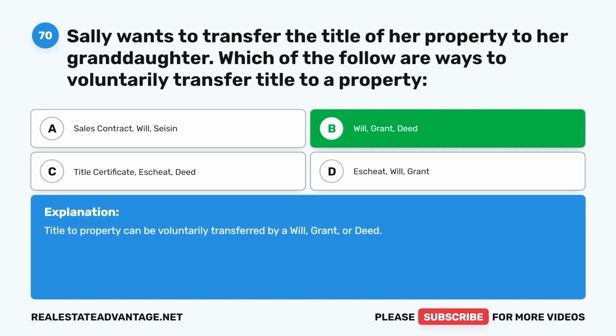Title to property can be voluntarily transferred by a will, grant, or deed.